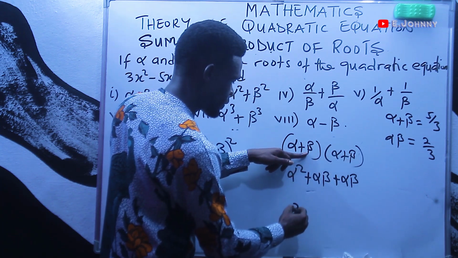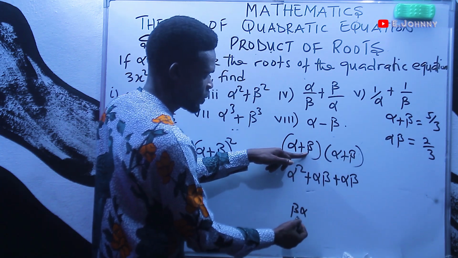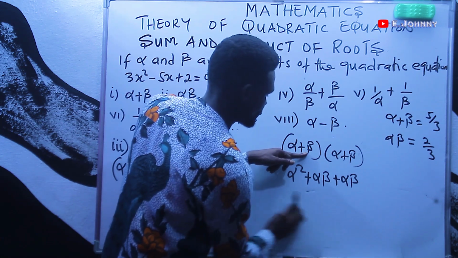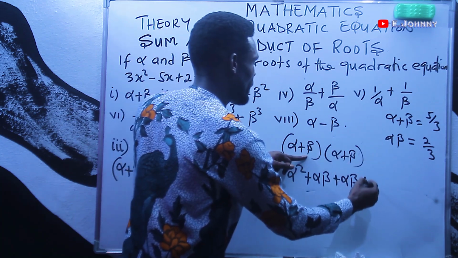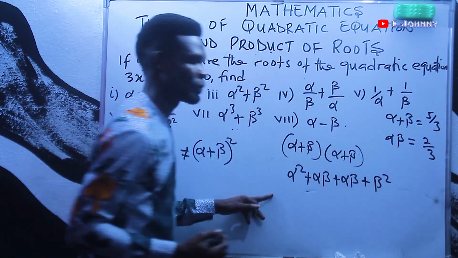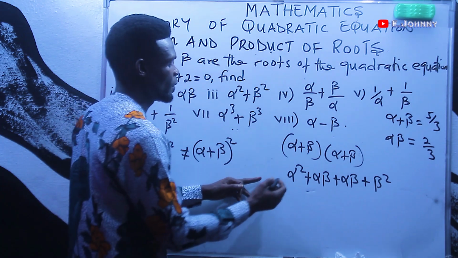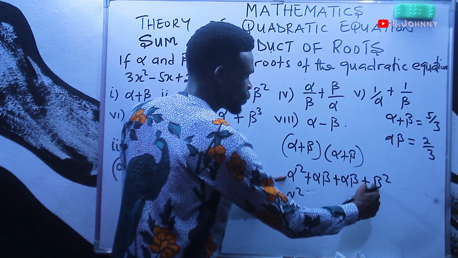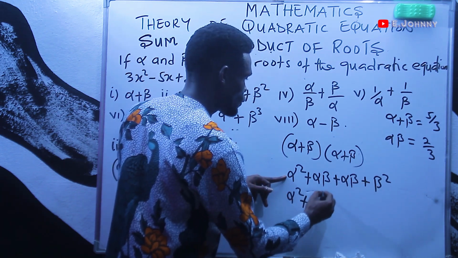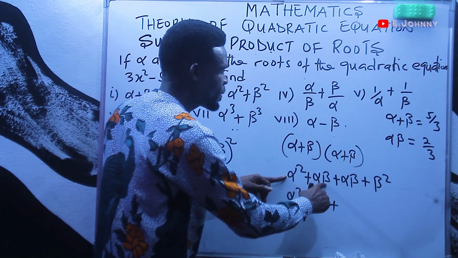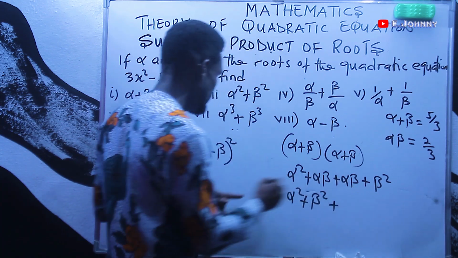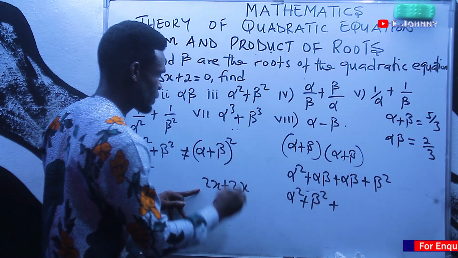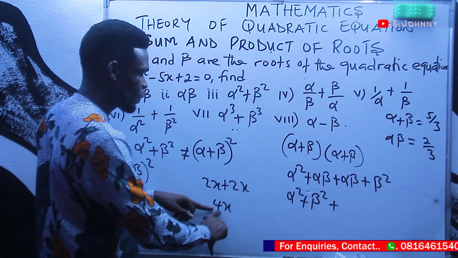Beta times alpha is beta alpha, but in arrangements you can write alpha before beta, they are still the same thing. Now beta times beta is beta squared. So you can see that this is alpha squared. I'll bring alpha squared and beta squared together, plus alpha beta plus alpha beta. It is like saying 2x plus 2x, which is 4x. 2 mangoes plus 2 mangoes equals 4 mangoes.